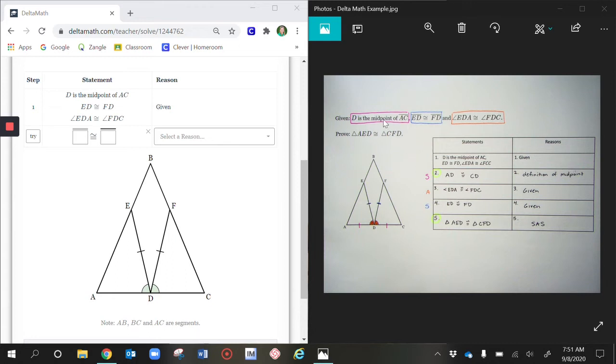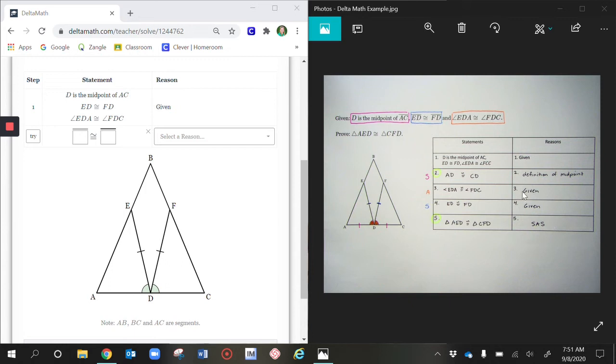I go back to the pink right here. The orange, EDA congruent to FDC, was already given, so I just rewrote it. I didn't have to rewrite it. Remember, I've always said that this is an optional step. I only do this to keep my thoughts in order. And then the same thing for the side. ED is congruent to FD, and that's because it's given. Okay, and then I know that the two triangles are congruent by side, angle, side.